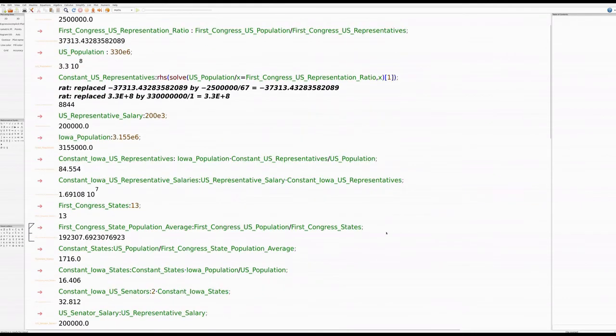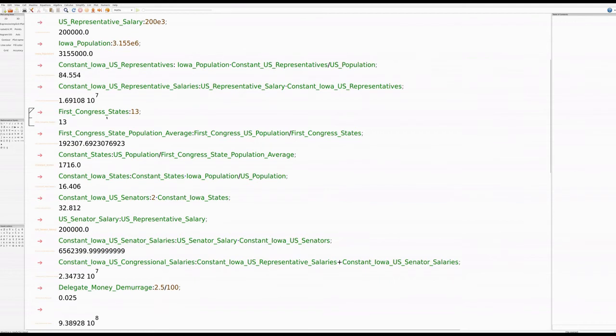And if we look at the first Congress, the number of states was 13, and the population per state, almost 200,000. If we had retained the same level of population per state into the present time, we would have about 2,000 states, 1,700 states. The number of states that would comprise Iowa would be about 16 states.